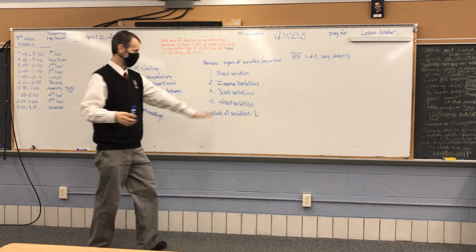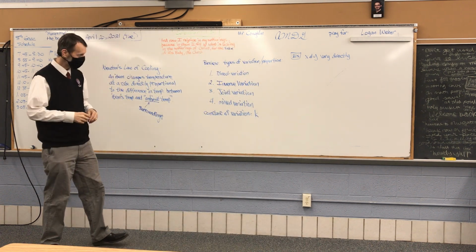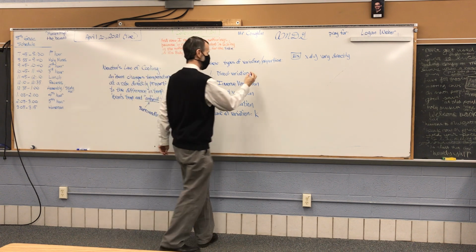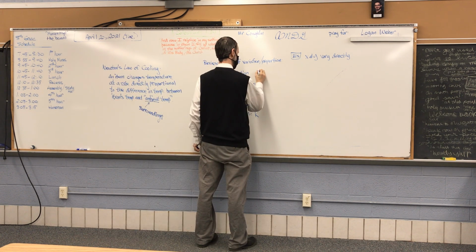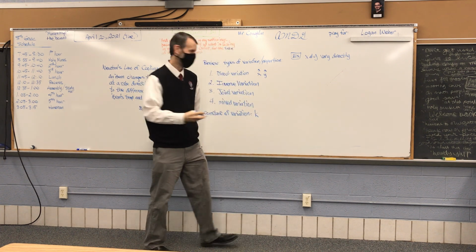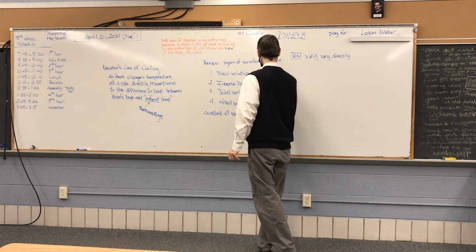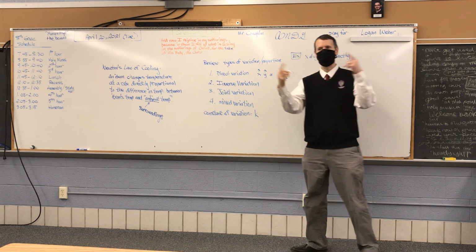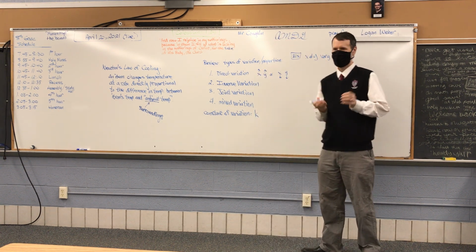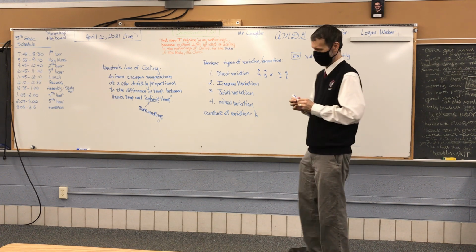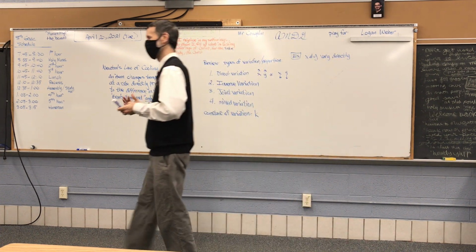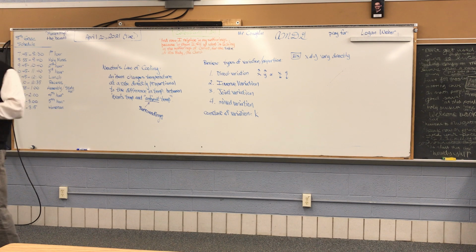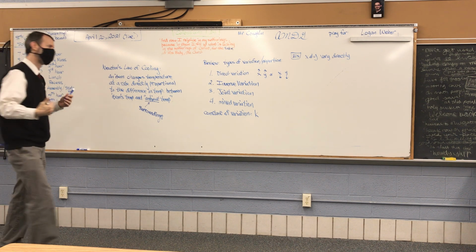Now, what do these 4 types of variation mean? Direct variation basically means as x goes up, y goes up, or as x goes down, y goes down. They go up or down together. Not necessarily at the same speed, but they both go up or down together. That's called direct variation. One goes up, the other goes up. One goes down, the other goes down.